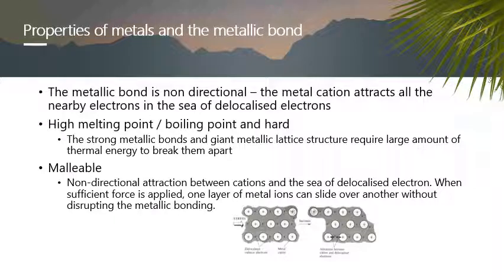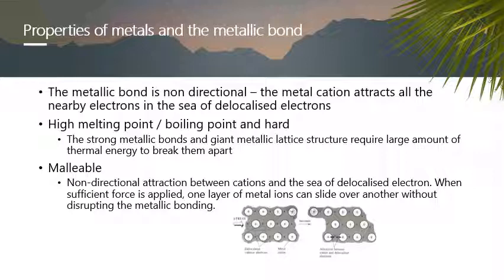Let's look at some of the properties of metals and the metallic bond. Well, firstly, the metallic bond is a non-directional bond, meaning that the metal cation is attracting all the electrons that are near to it. The properties of metals: metals have high melting point, boiling point, and are hard. And these three properties can be explained by the strong metallic bonds present, as well as a giant metallic lattice structure, which requires a large amount of thermal energy to break them up.